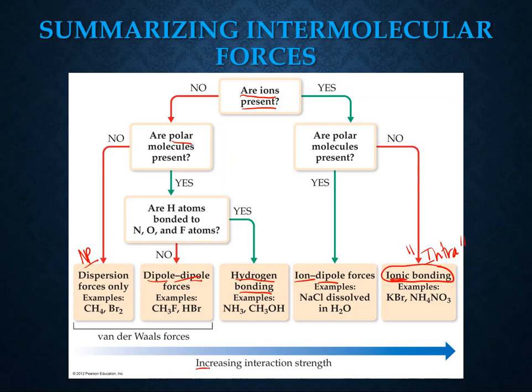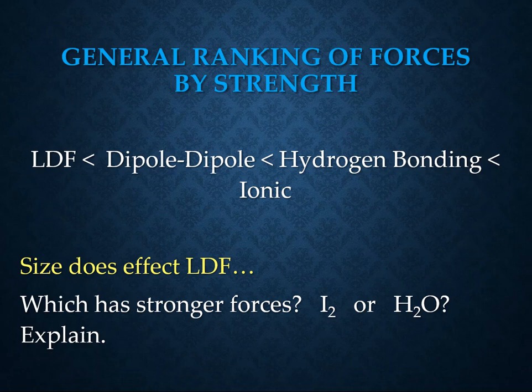Now, this is the generalized increasing interaction strength. This really only works if we're talking about comparable sizes. Once we get into non-comparable sizes, then you have to go based off of the data. So speaking of our general trend of forces by strength, LDF is the weakest, then comes dipole-dipole, then comes hydrogen bonding. These all fall under the IMF category. And then ionic is the greatest, and it's under the intra side of things.